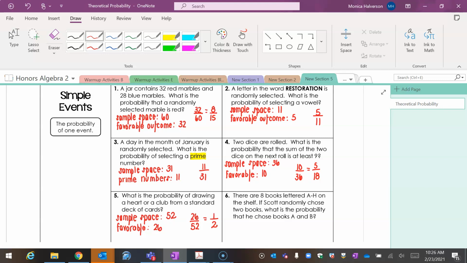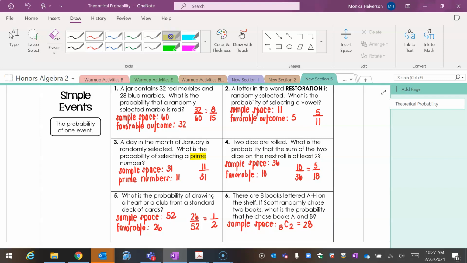This is an example in which the sample space is a combination. We are trying to pick 2 of our 8. The order doesn't matter, so there's 28 different options here.